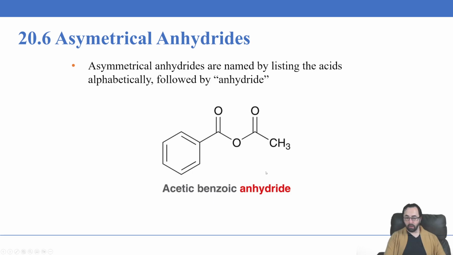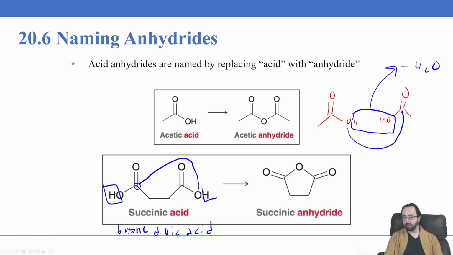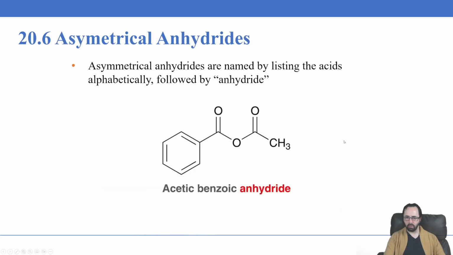When you have anhydrides that are asymmetrical, it's not necessarily the case that you'd have two acetic acid molecules reacting. Let's say you had an acetic acid and you had one with a benzene ring attached, like that. Now you get an asymmetric anhydride where one side is different from the other, and that's exactly what's going on here. If we have the acetic acid reacting with the benzoic acid, we would end up with the acetic benzoic anhydride.